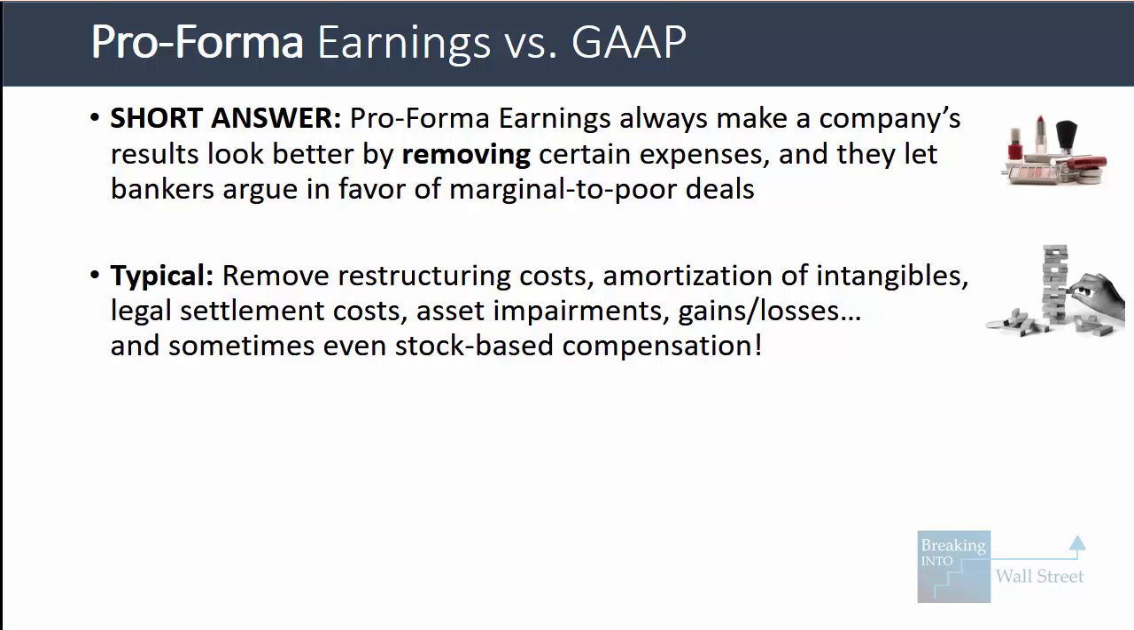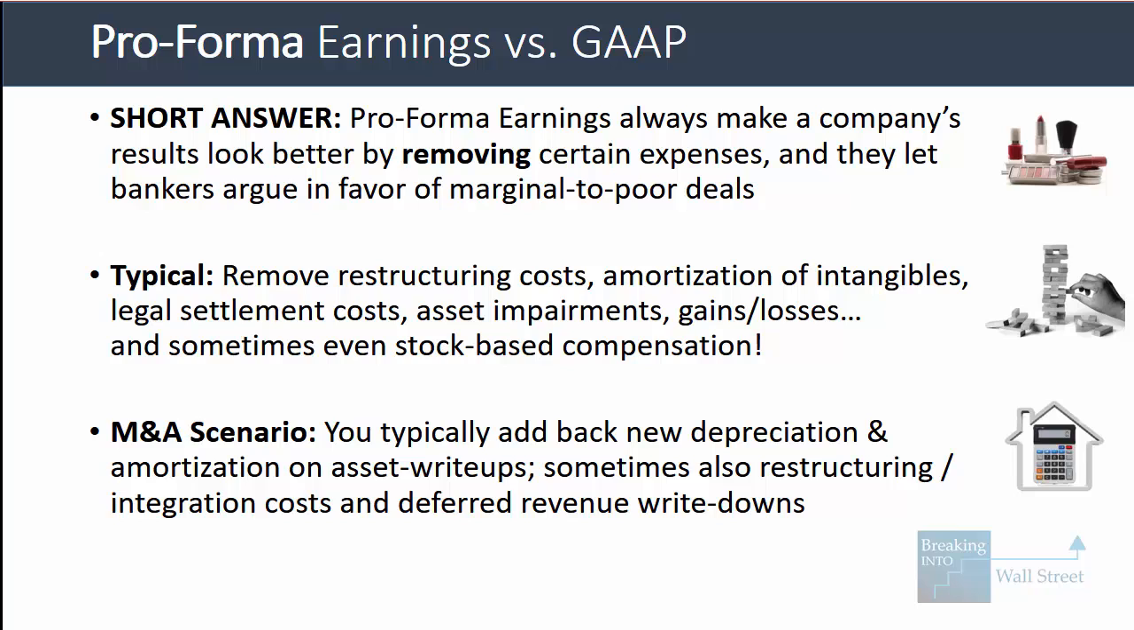On a standalone basis, when you're just looking at companies operating by themselves, you will often remove restructuring costs, amortization of intangibles, which come from acquisitions, legal settlement costs, asset impairments, gains and losses, and some companies even remove stock-based compensation. Technology companies in particular like to do that to make their earnings look better than they actually are.